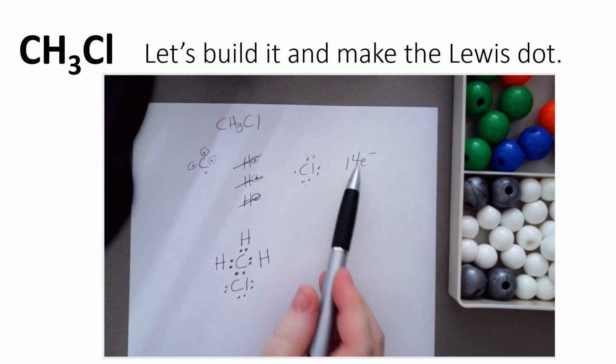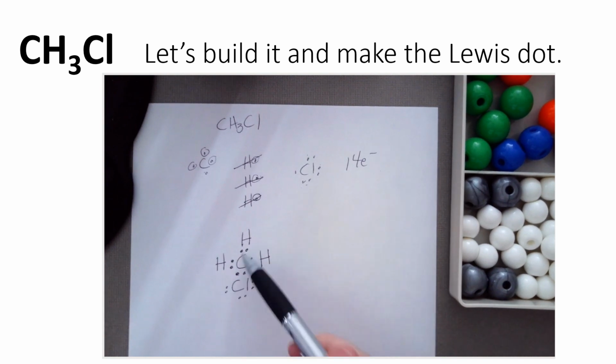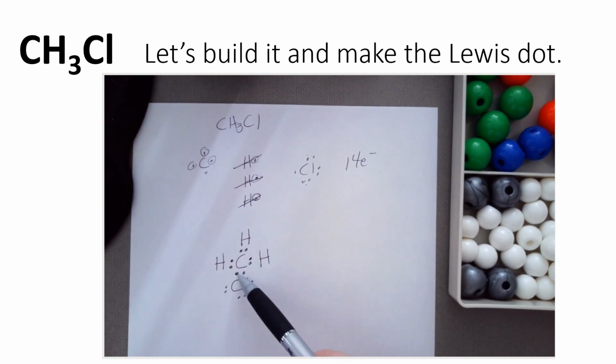Okay, so let's check electron totals. I should have 14. 2, 4, 6, 8, 10, 12, 14. Perfect. I should check around each atom. Hydrogens need 2. Every other atom is going to need 8. So check the carbon. 2, 4, 6, 8. Beautiful. Check the chlorine. 2, 4, 6, 8. Beautiful. So this is done.